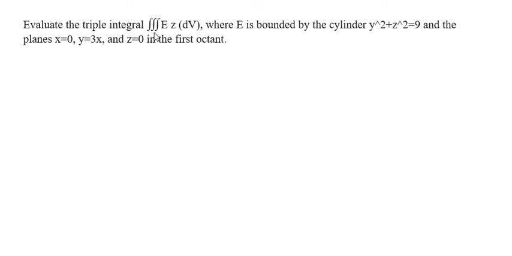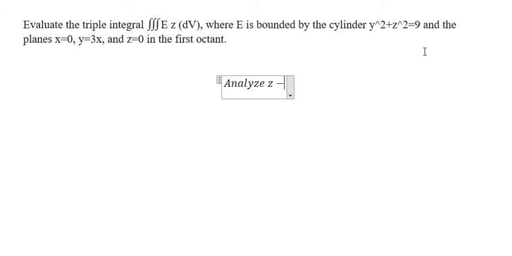Evaluate the triple integral of z dV, where E is bounded by the cylinder y squared plus z squared equals 9 and the planes x equals 0, y equals 3x, and z equals 0 in the first octant. So I will show the technique for how to answer the question. We need to analyze it in the following way.